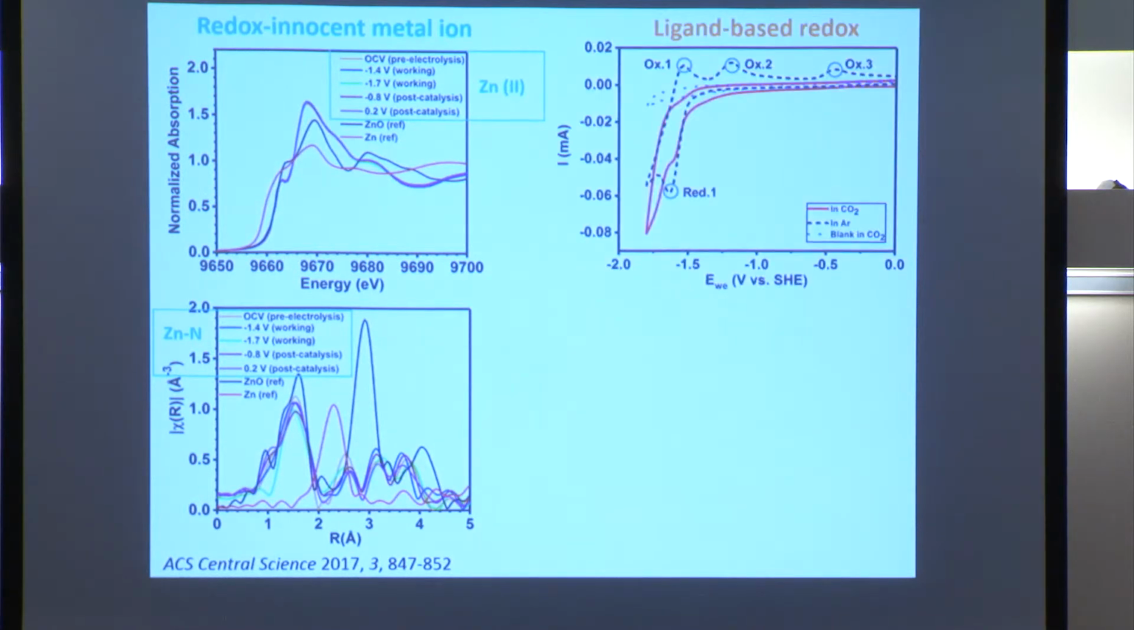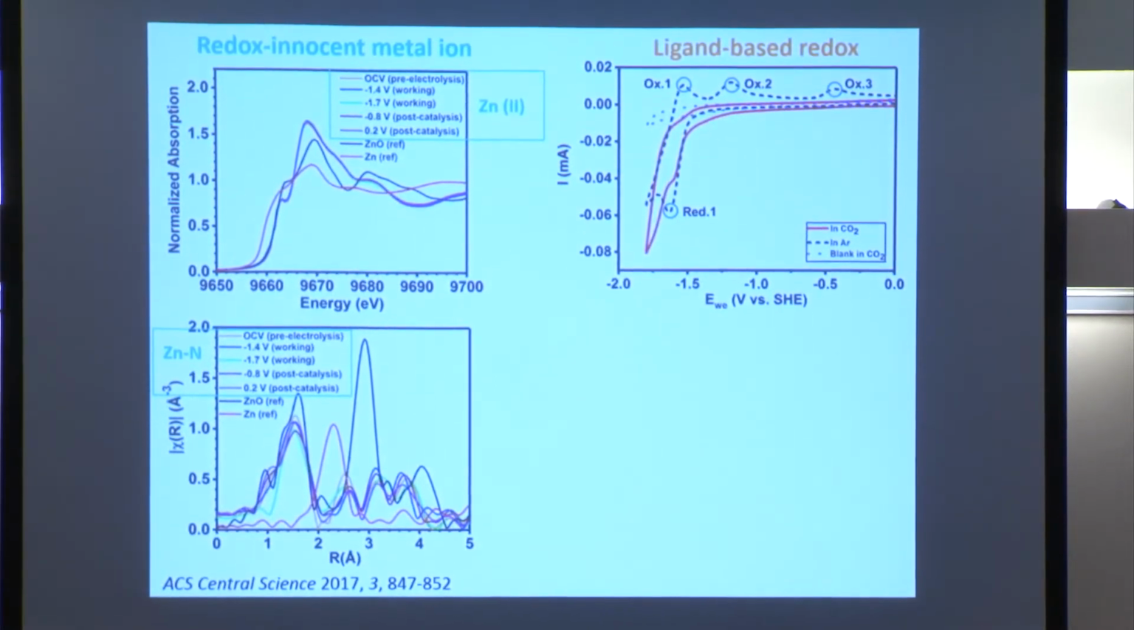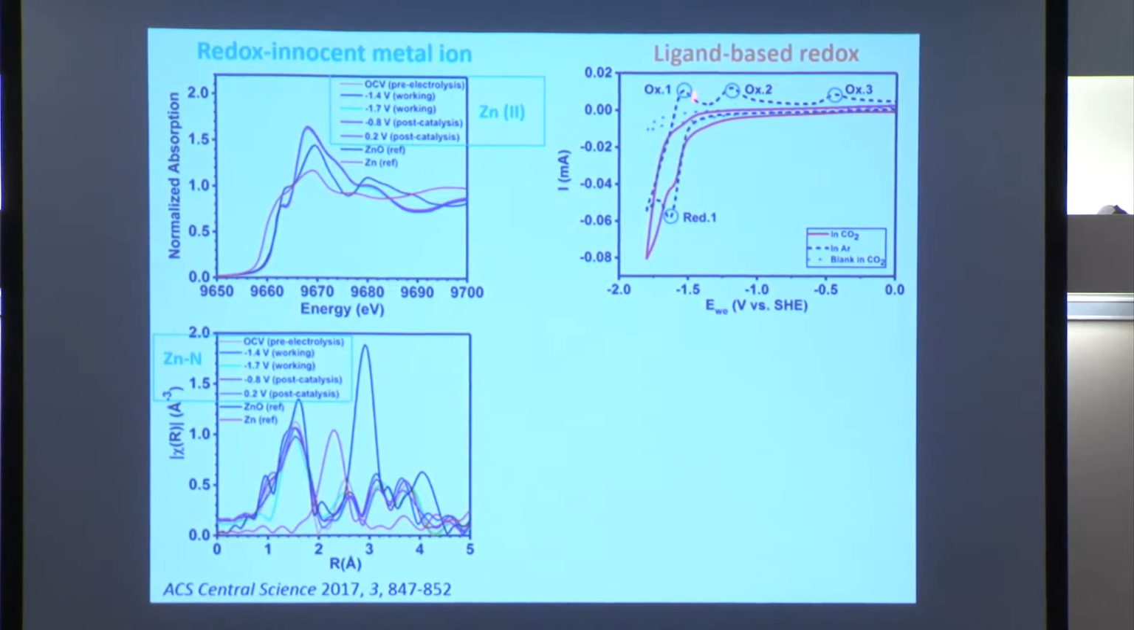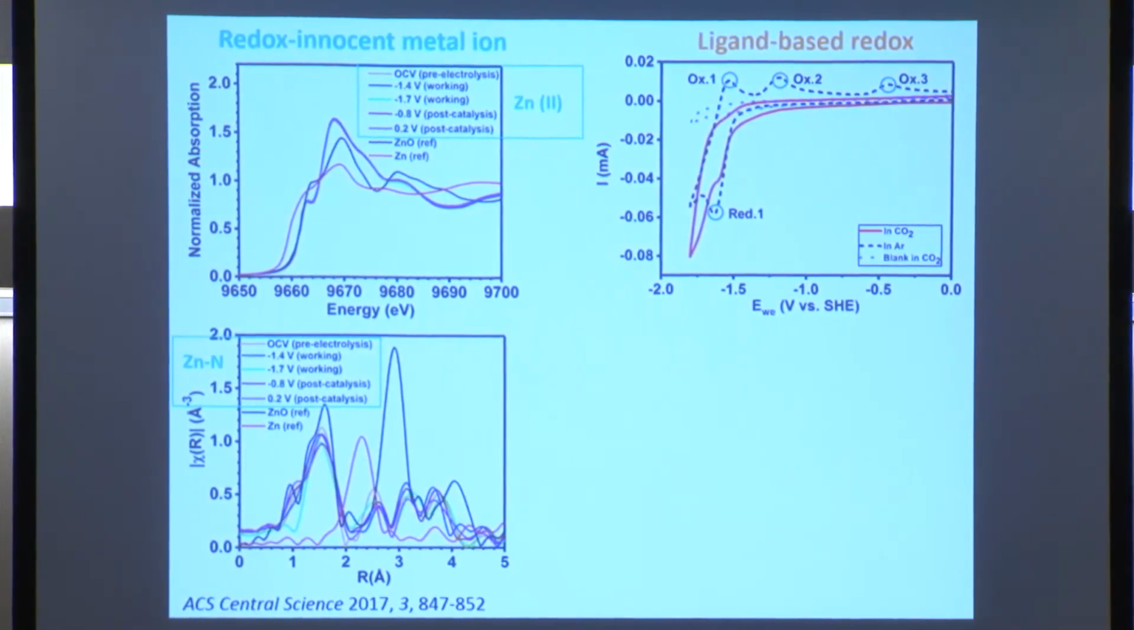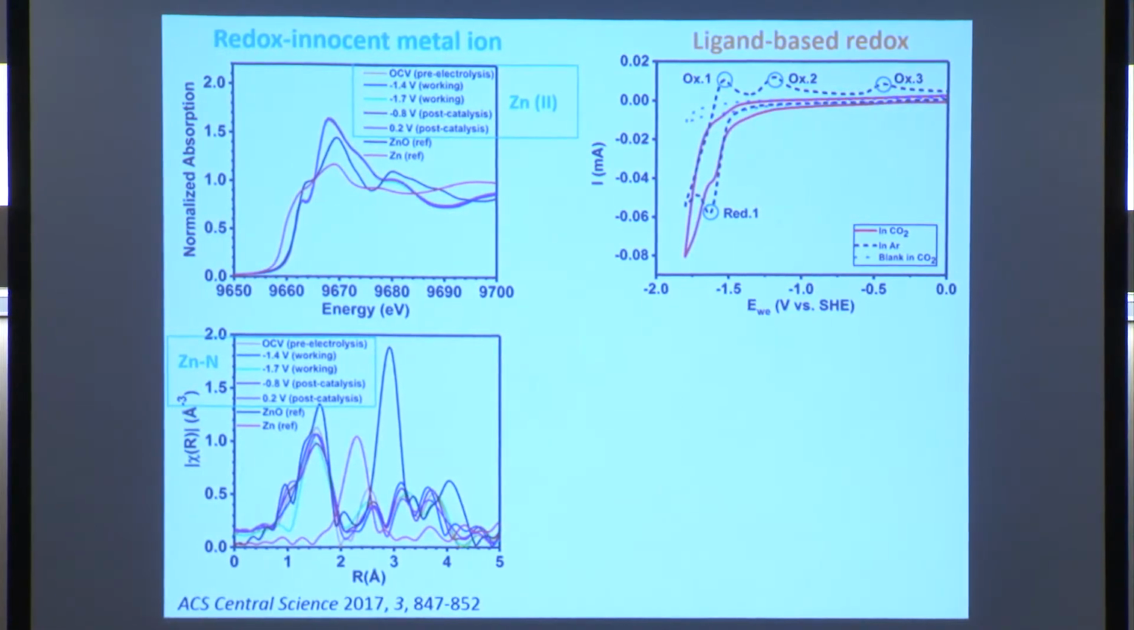Rather, if you look at the potential dependent cyclic voltammetry, it shows characteristic reduction peaks. So if we run it in argon, it gets a reduction peak, then 3 oxidation peaks. That is very characteristic behavior of the porphyrin ligand getting reduced and oxidized.